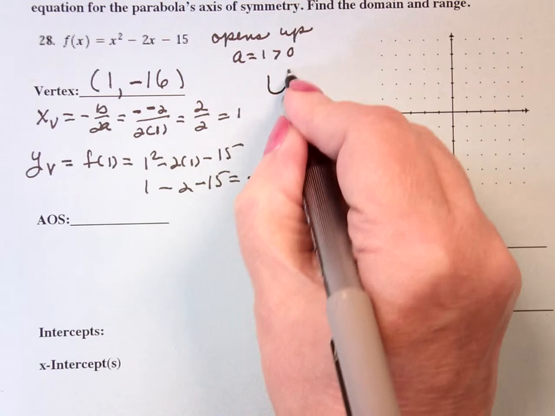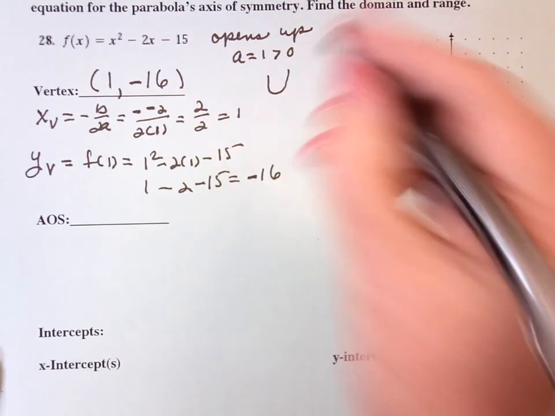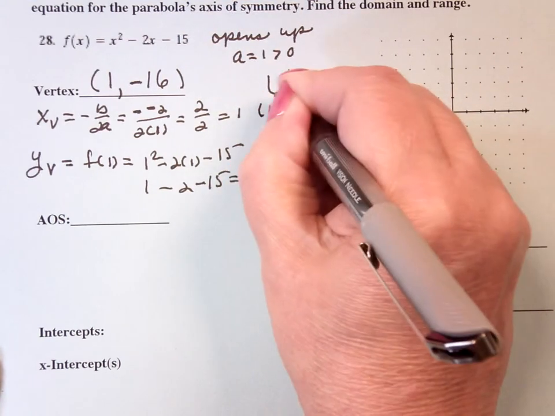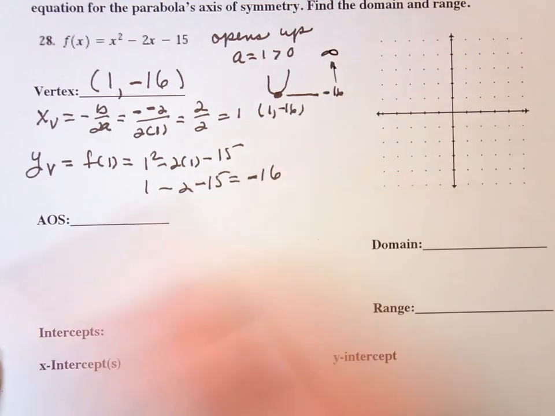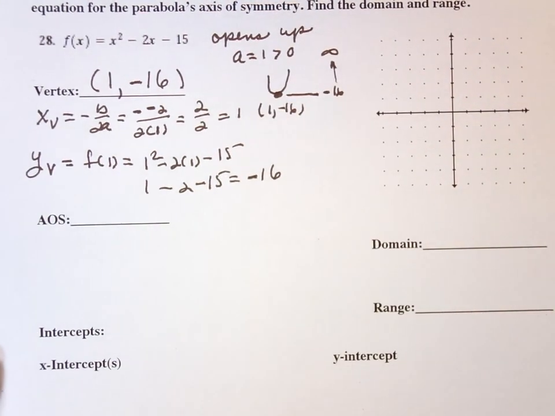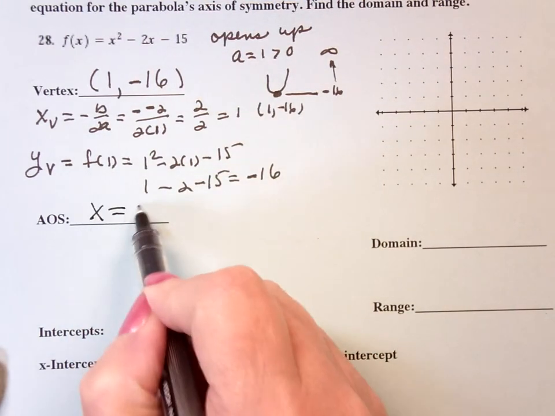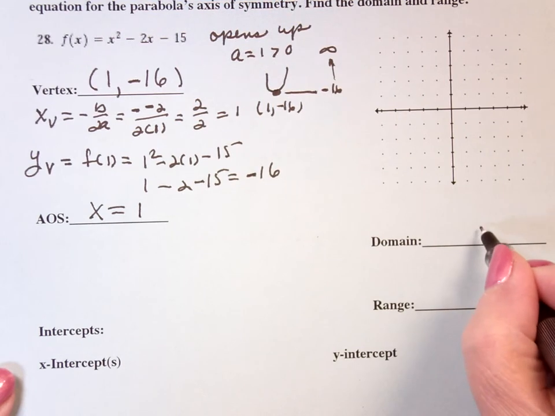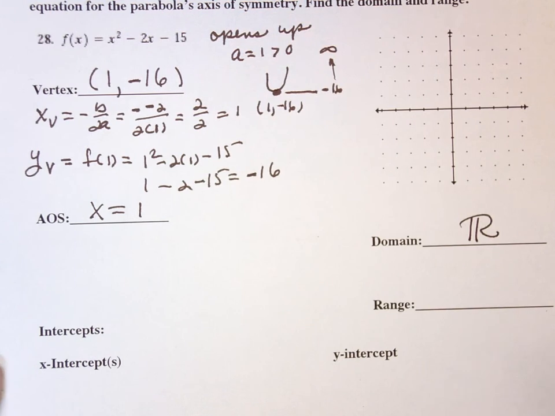So since it opens up, I know the minimum value is minus 16. And from there, because the vertex is 1, minus 16, you can tell me what the range is. The range starts at minus 16 and goes to infinity. Even without a graph, you have kind of a graph. The axis of symmetry is x equals 1, the x-coordinate of the vertex. We know the domain is what? All real numbers. No denominator, no radical, so it's all real numbers.